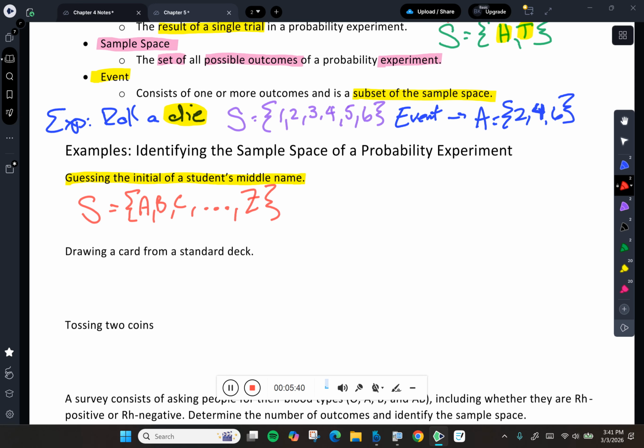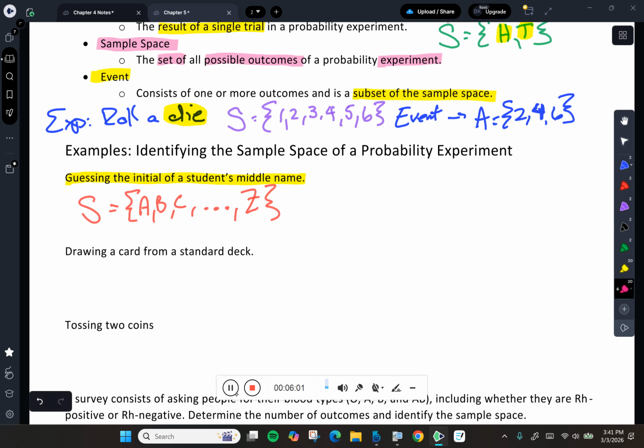Now we are making some assumptions here. We're assuming the student has a middle name, because if they didn't have a middle name, then I'd have to add an outcome in there that would be no middle name. So I'm assuming they have a middle name. I'm also assuming they only have one middle name, so I'm going to have to worry about one letter to guess the initial. Right? All right.